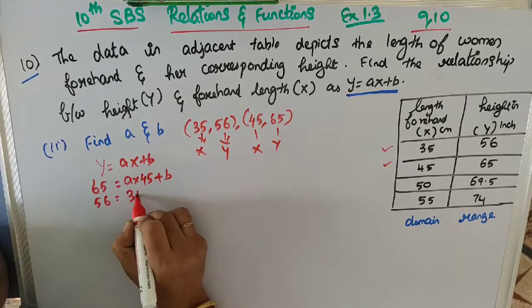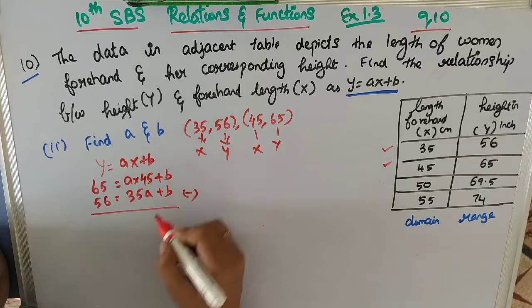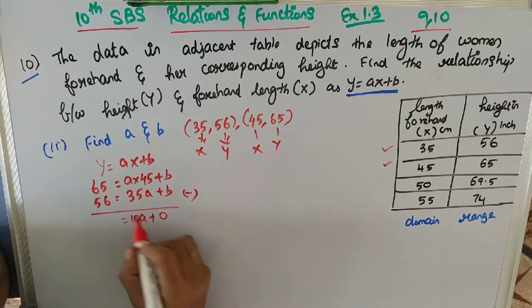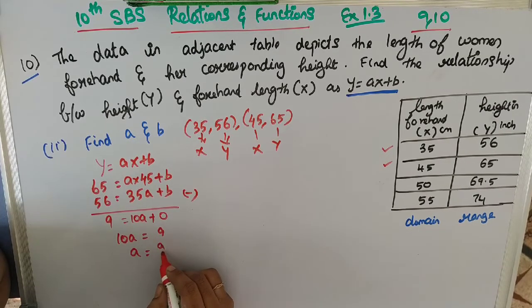So 65 is equal to a into 45 plus b. Now I am substituting the first ordered pair: 56 is equal to 35a plus b. Now subtracting the two equations we get b minus b is 0, 45a minus 35a is 10a, 65 minus 56 is 9. So 10a is equal to 9.